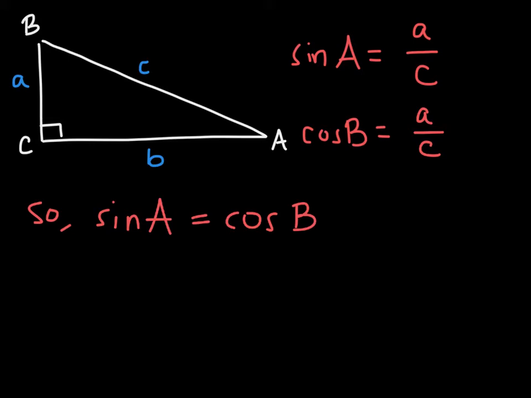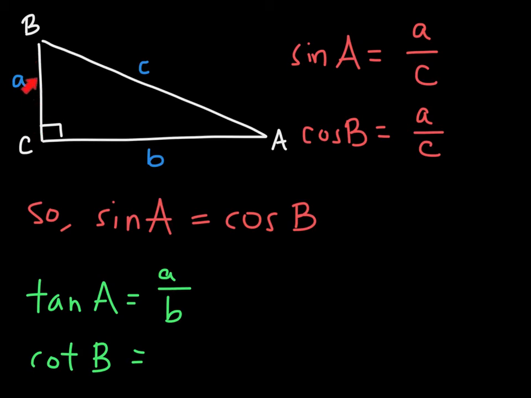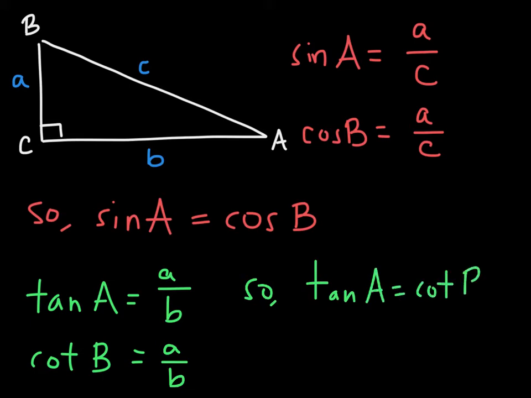Let's dig deeper. Watch this. What's tangent of angle A? Tangent is opposite over adjacent. So for angle A, opposite is a over adjacent, a over b. Now watch this. What's cotangent of angle B? Well, here's angle B, and cotangent is adjacent over opposite. It's a over b. So what we just figured out is that this pattern continues. Tangent of one acute angle is equal to cotangent of the other acute angle.